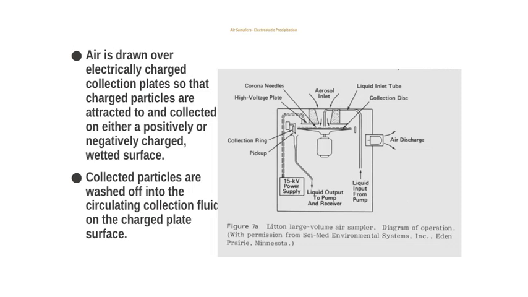Now, let's take a closer look at air samplers that use electrostatic precipitation. Essentially, these devices draw air over collection plates that are electrically charged. The key here is that charged particles in the air are attracted to these plates, which are either positively or negatively charged. The surface of these plates is wetted, which helps in capturing the particles effectively. Once the particles stick to the plates, they're washed off into a circulating collection fluid. This process makes it easier to analyze the particles later on.